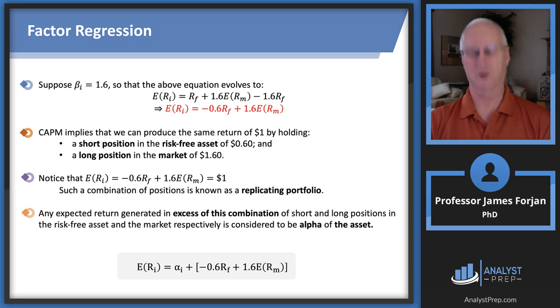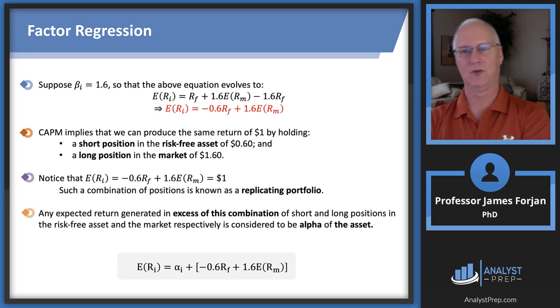Let's go ahead and suppose that we find a higher beta stock, beta of 1.6. So we can put that 1.6 in the equation and do some algebra and solve. What we get is that the expected return on an individual asset is equal to a minus 0.6 of the risk-free asset and a positive 1.6 of the return on the market portfolio.